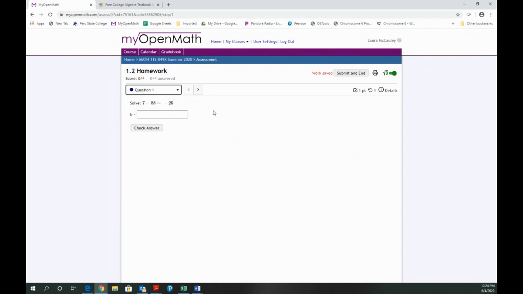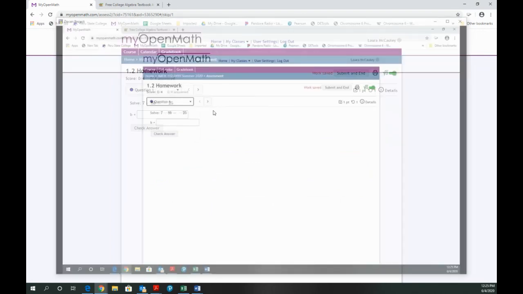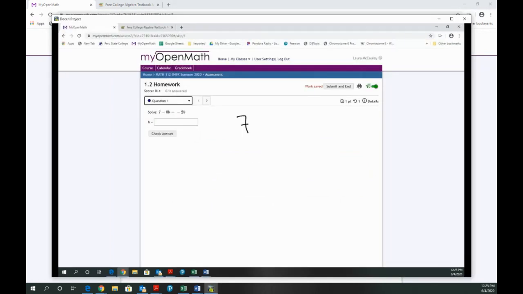1.1 was actually expressions. Expressions are numbers, variables, pluses and minuses, but no equal sign. When you see an equal sign, it becomes an equation. So this is saying that the left-hand side is equal to the right-hand side. They want to know what B would have to be in order for these to be equal to each other. So I'm just going to do it kind of the old school way.